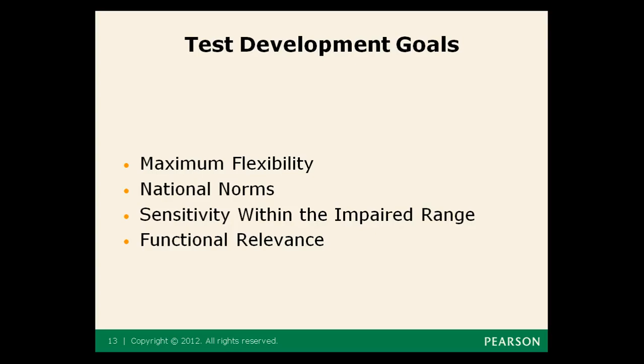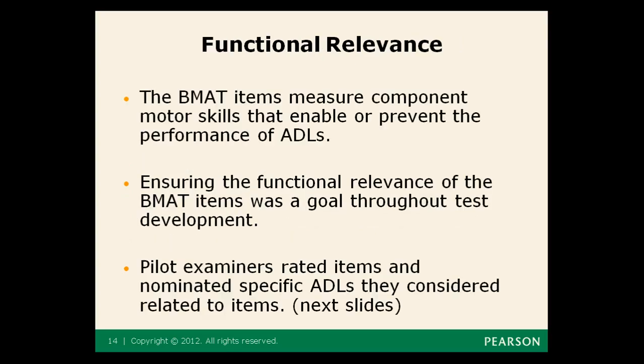All right. Now the last test development goal that I've listed here, which is the functional relevance area, we're going to get into that more now, because I think that's really one of the benefits of the BMAT. The BMAT items are not just samples of actual activities of daily living, but they do measure component motor skills that enable or prevent the performance of ADLs. So let's look a little bit more at this functional relevance issue as we go along.